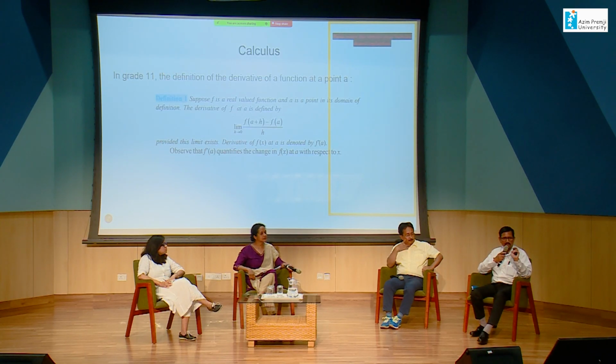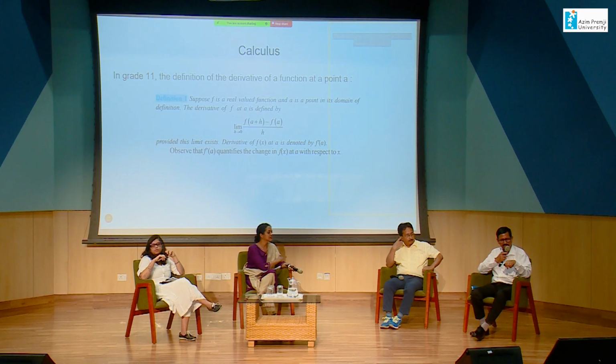In a similar way, when we come to calculus and introduce the derivative, we say that the limit of (f(a plus h) minus f(a)) upon h when h tends to 0, if this limit exists, is the derivative of the function at a. And there is a sentence quoted at the bottom of it: observe that f dash a quantifies the change in f(x) at a with respect to x. I have a slight disagreement with the line that is written there at the bottom.